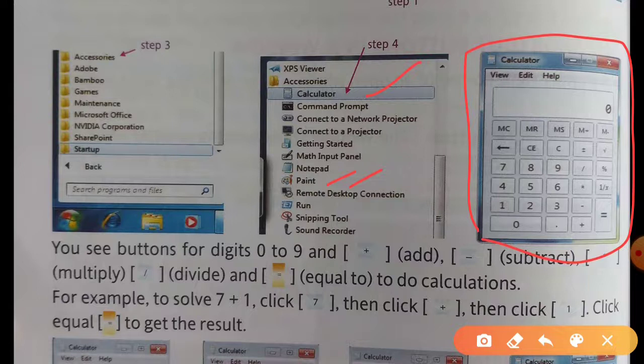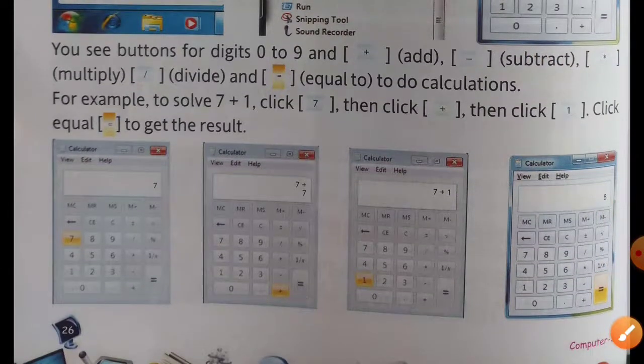You see buttons for digits 0 to 9, and add, subtraction, multiplication, divide, equals for calculation in the calculator. Examples are also given here. For example, 7 plus 1. Click 7, plus, 1. 7 plus 1 equals 8. Understood?